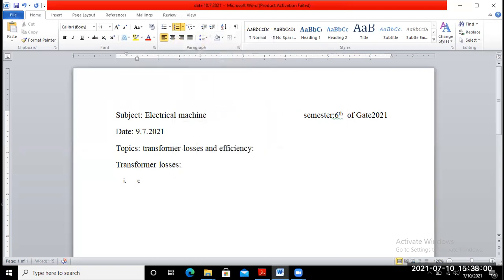First one is your core losses, or core loss. Okay. The core loss, represented by P suffix C, occurs in the transformer iron parts and consists of two components. Okay. This core loss takes place in the iron part and consists of two components. One is known as the hysteresis loss, and another is known as the eddy current loss.